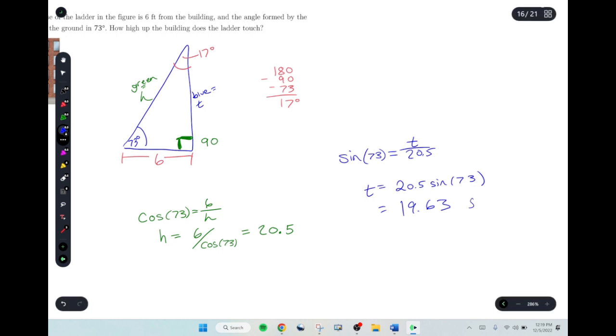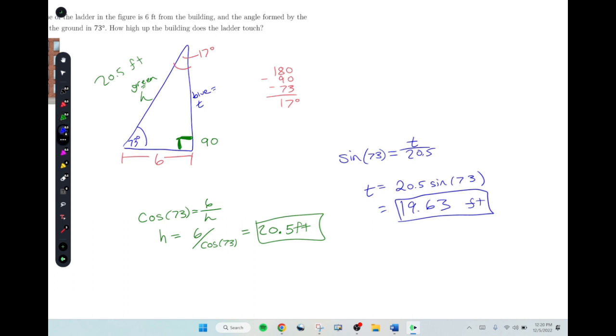Probably feet. Is it feet? Yep, feet. And this would also be feet. So we've solved our whole thing. We've got 20.5 feet. That's how long the ladder is. We've got 19.63 feet. That's how tall the building is.